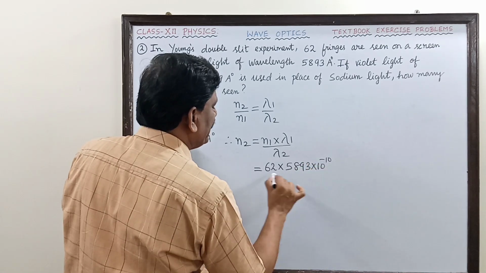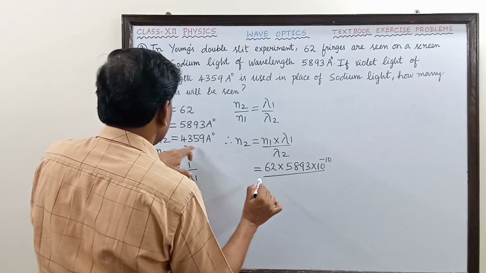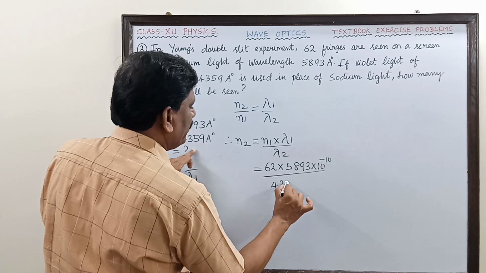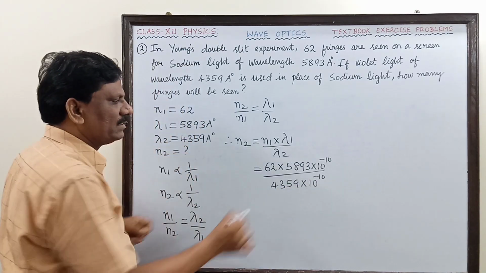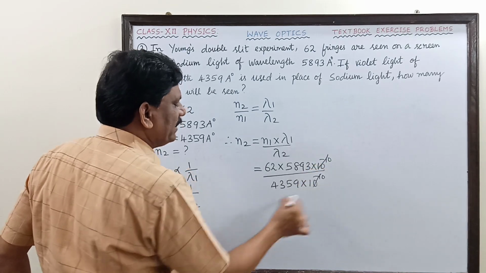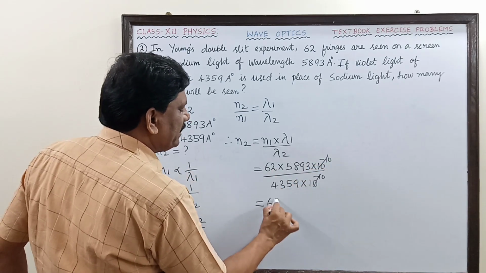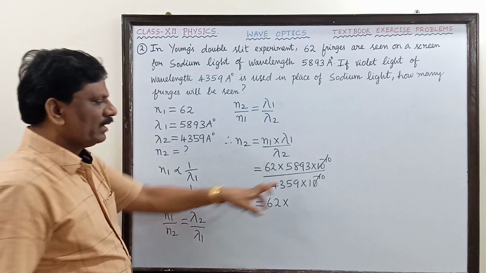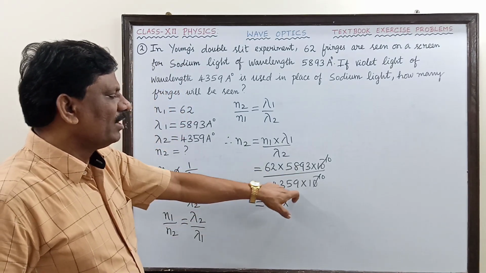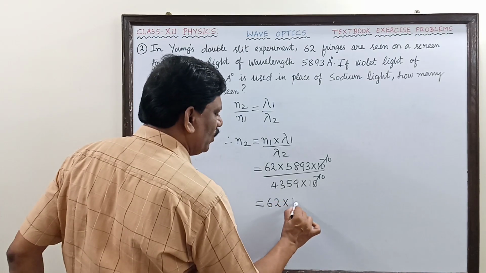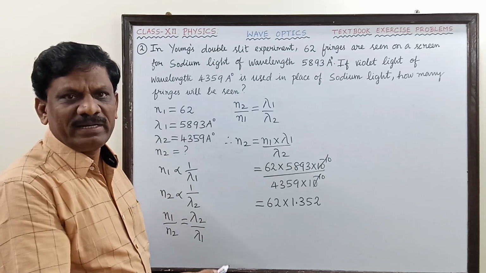of minus 10 meter. So 1 angstrom is 10 power minus 10 meter, divided by 4359 into 10 to the power of minus 10. So this 10 power minus 10 gets cancelled. So this is equal to the remainder 62 multiplied by, now this greater number 5893 divided by 4359, it will come around 1.352. You have to use the calculator and verify it.